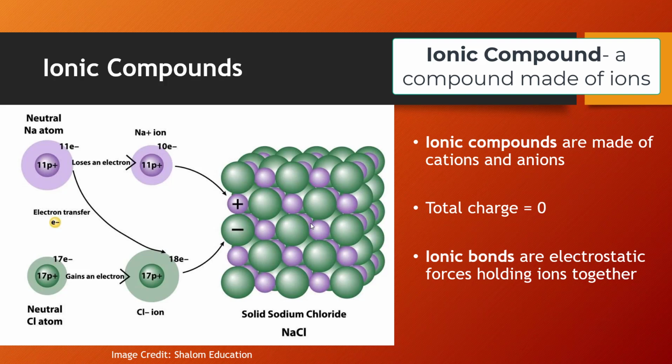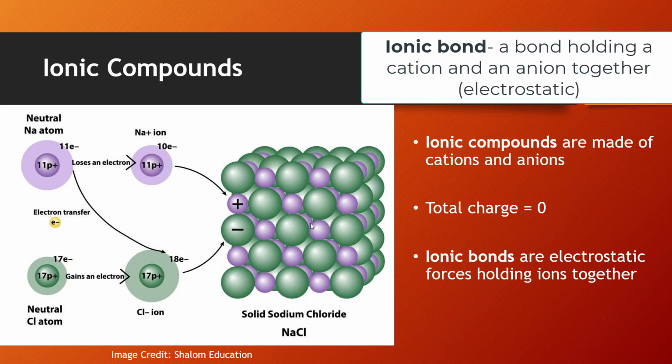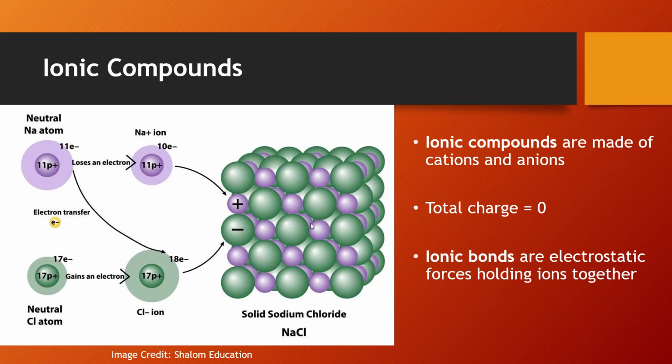So here we have sodium chloride, a classic ionic compound. It's made of sodium atoms, specifically sodium cations, and chlorine atoms, specifically chloride anions. Remember, the total charge of an ionic compound is going to be 0. And ionic bonds are these electrostatic forces holding ions together. What holds salt together? Ionic bonds, which is the attraction between positive and negative ions.